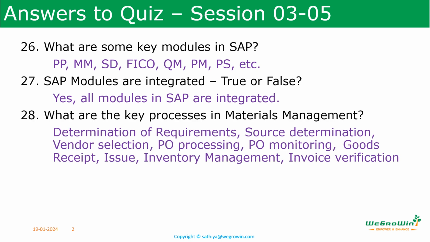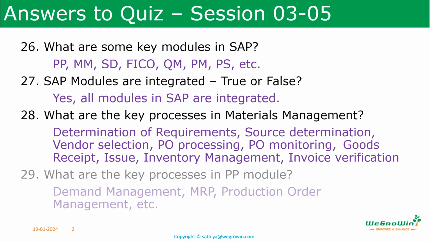What are the key processes in materials management? In materials management, the determination of requirements, source determination, vendor selection, purchase order processing, purchase order monitoring, goods receipt, goods issue, inventory management, and invoice verification. These are the key processes in materials management.